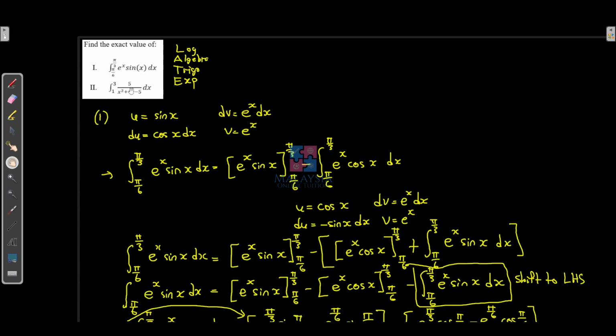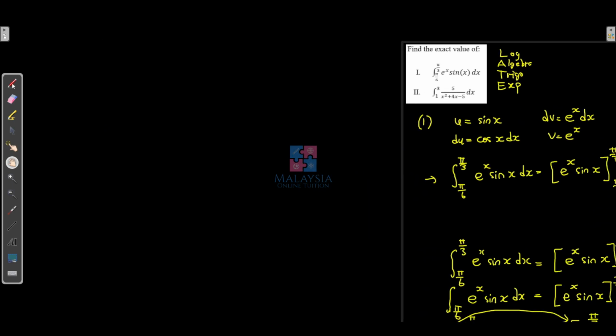So for question part 2 here, we have to integrate 5 over x squared plus 4x minus 5 from 1 until 3. Okay, so let's do it over here. Okay, so for this question, right, we have the denominators to be actually, we can factor, okay? We can factorize, sorry, not factor. We can factorize the denominator.